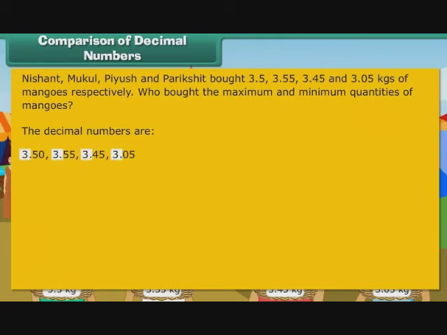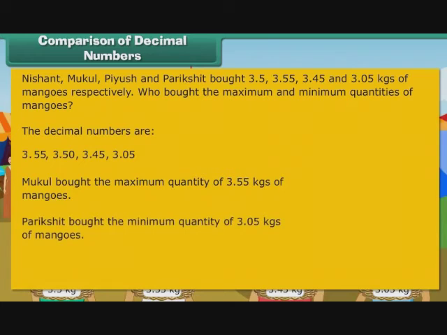All the numbers have 3 to the left of the decimal points. Therefore, we arrange them on the basis of the digits after the decimal point. These are 50, 55, 45 and 05. We are aware that 55 is greater than 50, which is greater than 45, which is greater than 05. Therefore, the quantities in the descending order are 3.55, 3.50, 3.45, 3.05. It means Mukul bought the maximum quantity of 3.55 kgs of mangoes. Parikshit bought the minimum quantity of 3.05 kgs of mangoes.